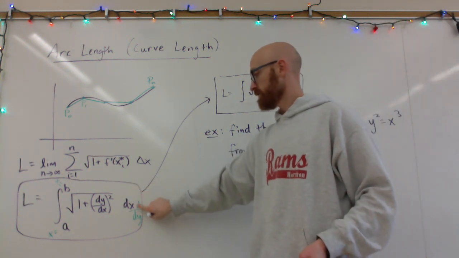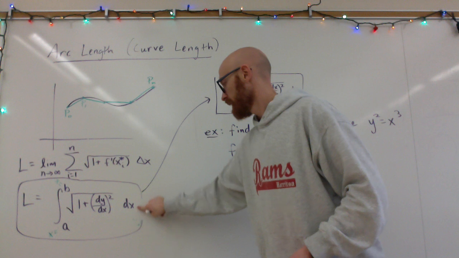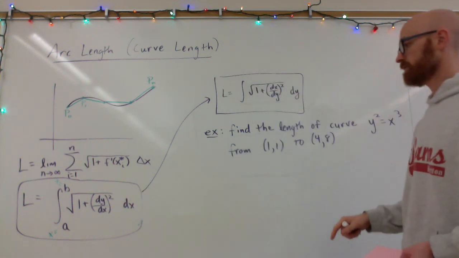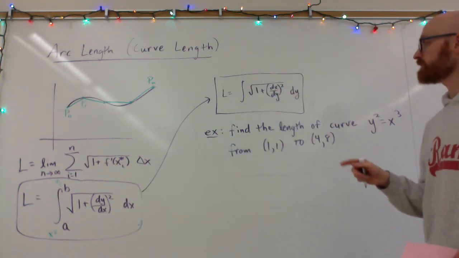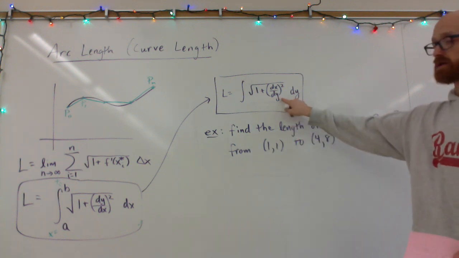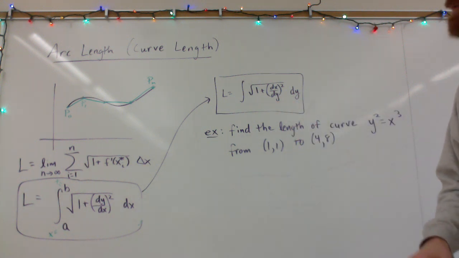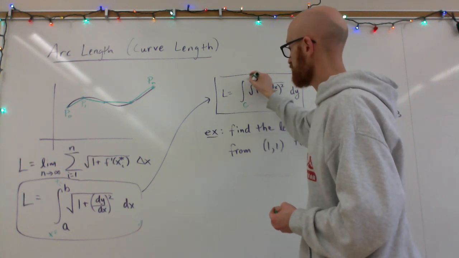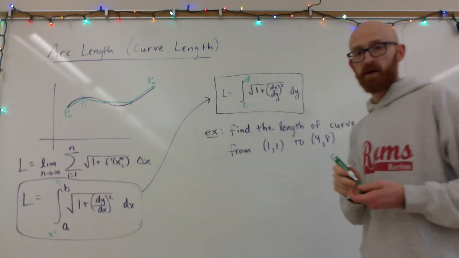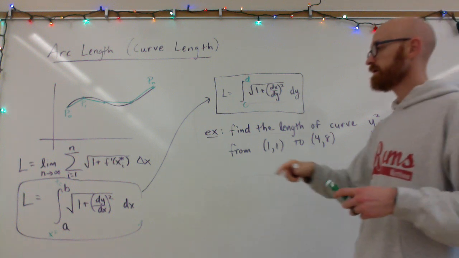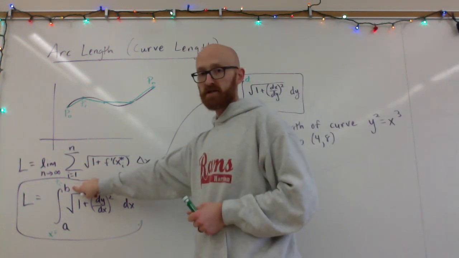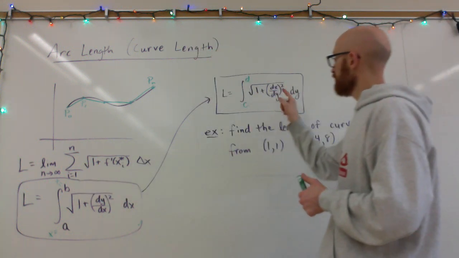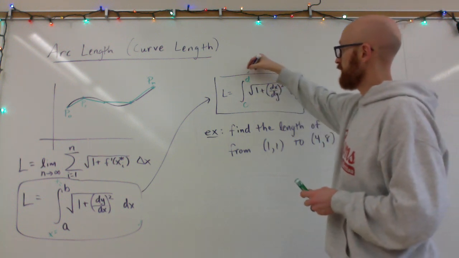If we choose to do it dx, then we need to know what dy/dx is. If we choose to do it dy, then we need to know what dx/dy is. One important note about this dy notation is now we have some c and d value. I've just named them c and d, but these were x values from a to b. This thing, c and d, those are now y values.